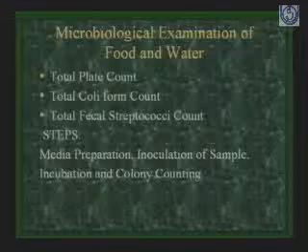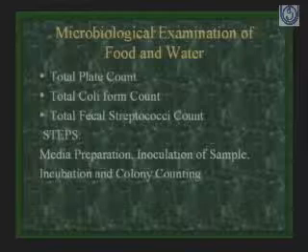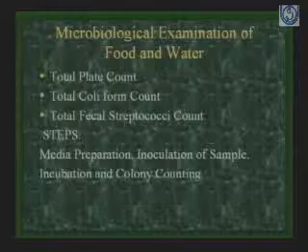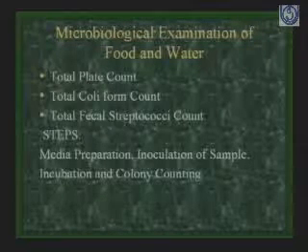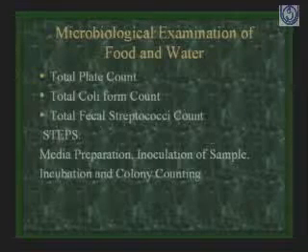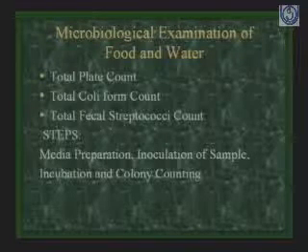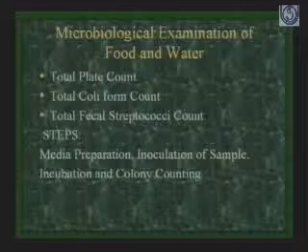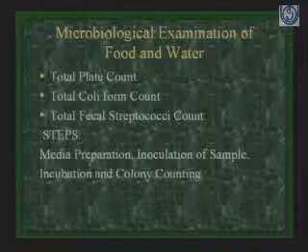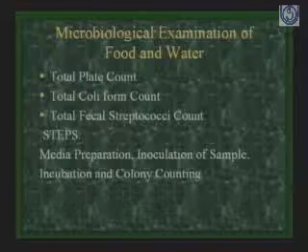Now the second category is the microbiological examination of food and water. Generally, from the hygienic point of view, there are 3 parameters: the total plate count, the total coliform count and the total fecal streptococci count. They are hygiene indicators of either food or water or any utensils. The different steps for the microbiological analysis we have seen in the laboratory, but the major parts are media preparation, inoculation of the sample, incubation, and ultimately we can get the total colony count.